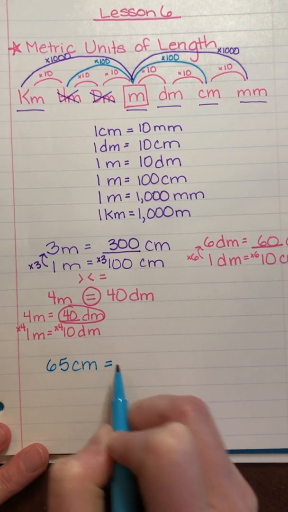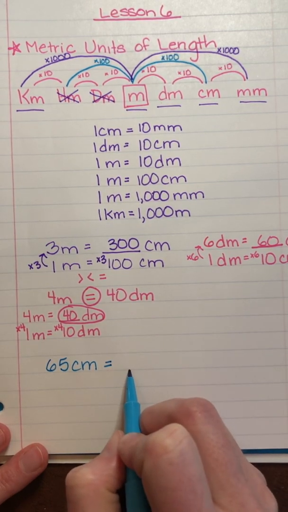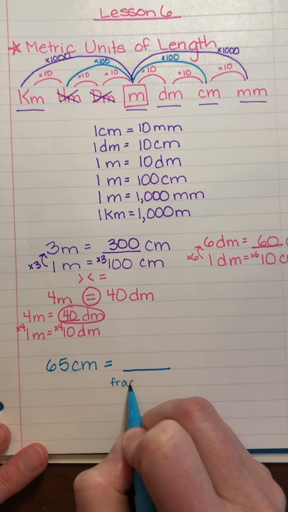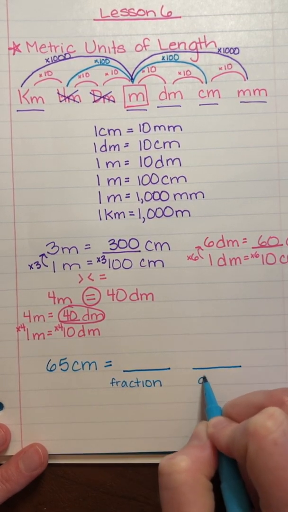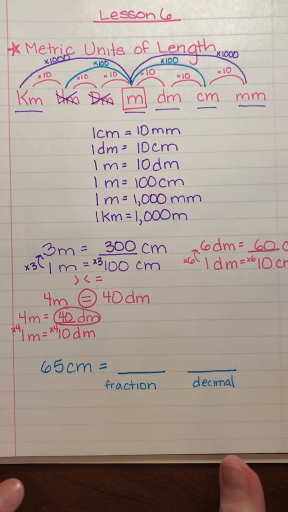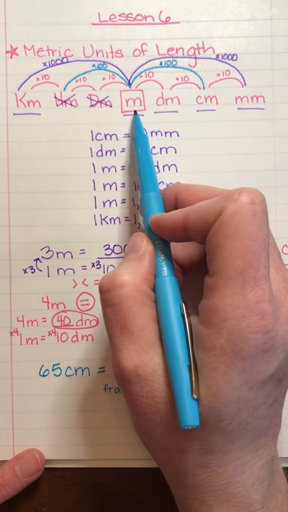If I give you 65 centimeters and I ask you to write 65 centimeters as a fraction, and then also as a decimal, let me show you how that works. Okay, so centimeters. I'm going to go up to my chart and I'm going to look and see.